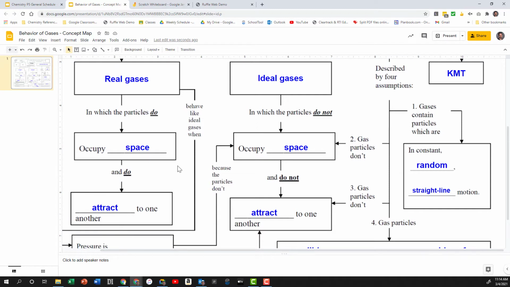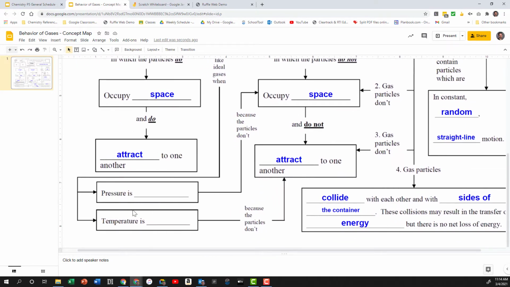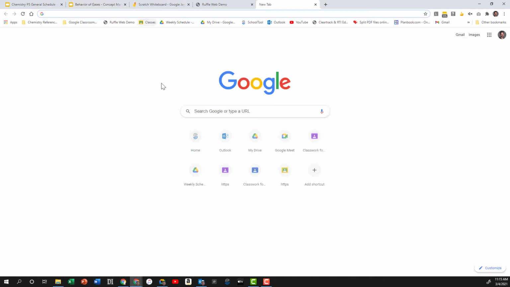However, there are some conditions where a real gas will behave like an ideal gas, and this is under certain pressures and temperatures. So I like to do the temperature one first because it's easier to understand. Should the temperature be high or low so that the particles do not attract to one another? So what happens when you cool a gas down?